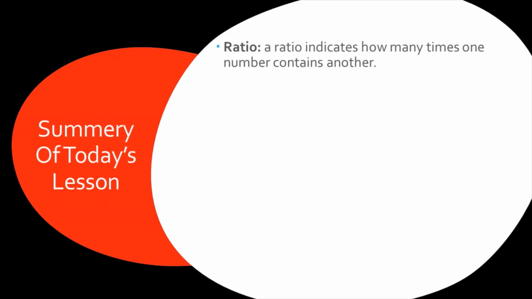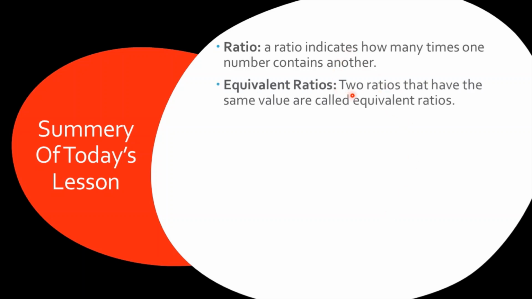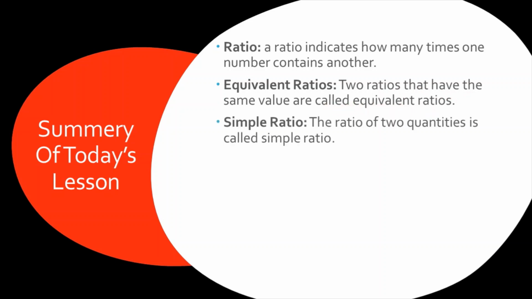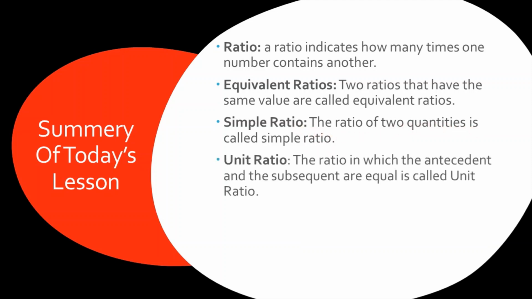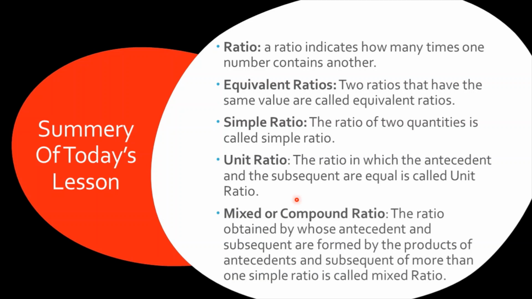So, summary of today's lesson. Ratio: a ratio indicates how many times one number contains another. Equivalent ratios: two ratios that have the same value are called equivalent ratios. Simple ratio: the ratio of two quantities is called a simple ratio. Unit ratio: the ratio in which the antecedent and the subsequent are equal is called a unit ratio. Mixed or compound ratio: the ratio whose antecedent and subsequent are formed by the products of the antecedents and subsequents of more than one simple ratio is called a mixed ratio.